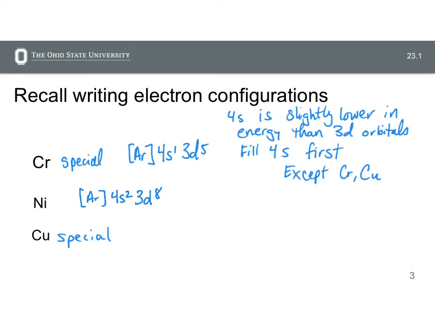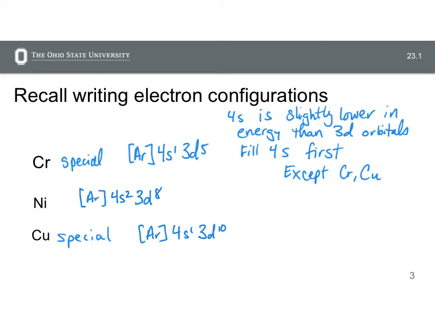All right, so for nickel, you should end up with the argon in brackets plus 4s2 and 3d8. Remember, see how that works? Okay. And then for copper, again, we're going to have the argon in brackets. We have 11 electrons to place in the remaining orbitals. We're going to have 4s1 and 3d10.